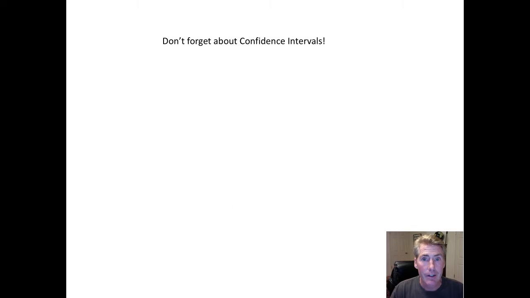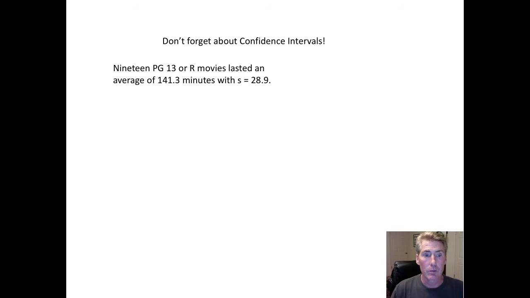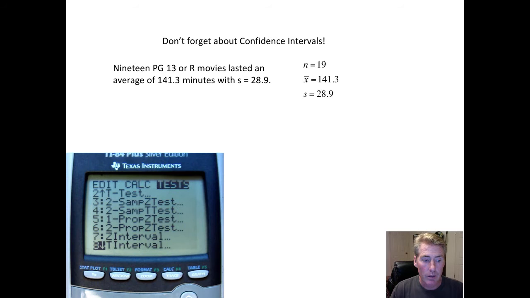All right, then confidence intervals. Don't forget about confidence intervals from chapter 7. So let's go back to that example with the movies. Here's the sample data. 19 is the sample size. Here's X bar and here's S. And then I'm going to make the confidence interval. So it's going to be a T interval.